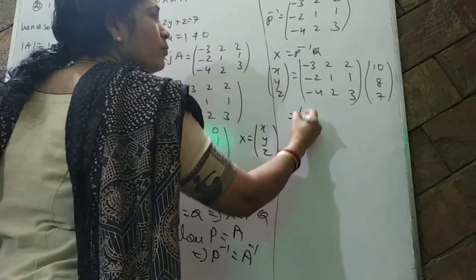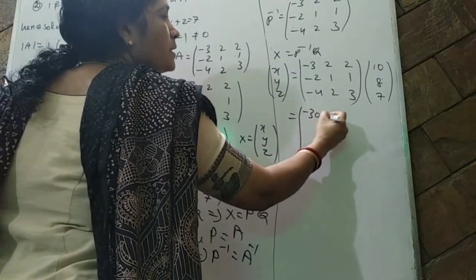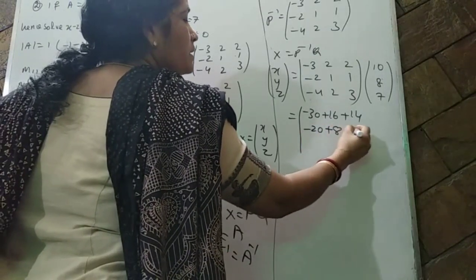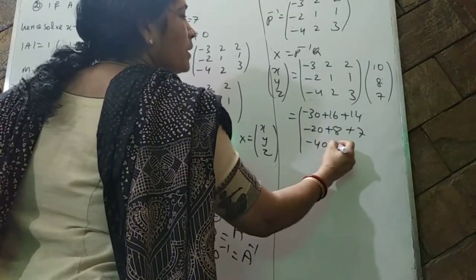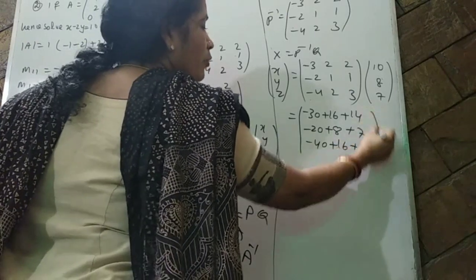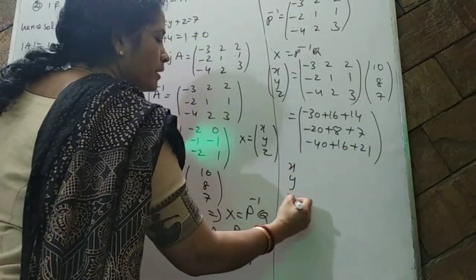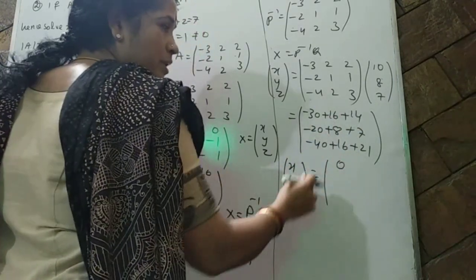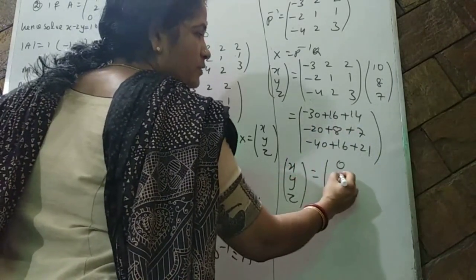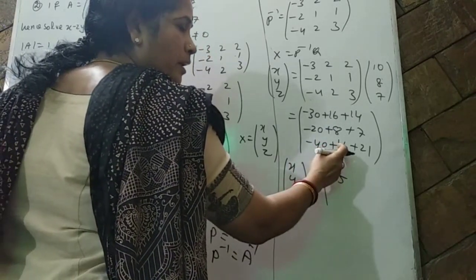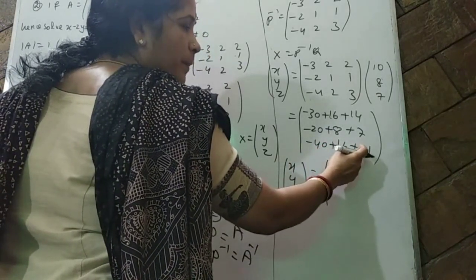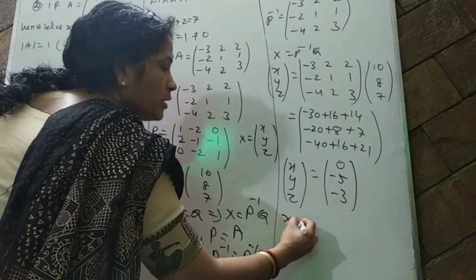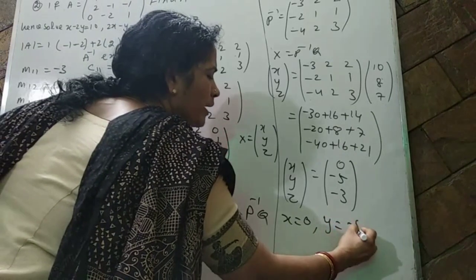Now multiply these two, we will get minus 30 plus 16 plus 14. And then here minus 20 plus 8 plus 7. And then minus 40 plus 16 and then plus 21. Now tell me the calculation, better. That is x, y, z, that is equal to, yes, 0, 0 we are getting, minus 5, then here we are getting minus 3. Okay. So therefore x is equal to 0, y equal to minus 5, z equal to minus 3.